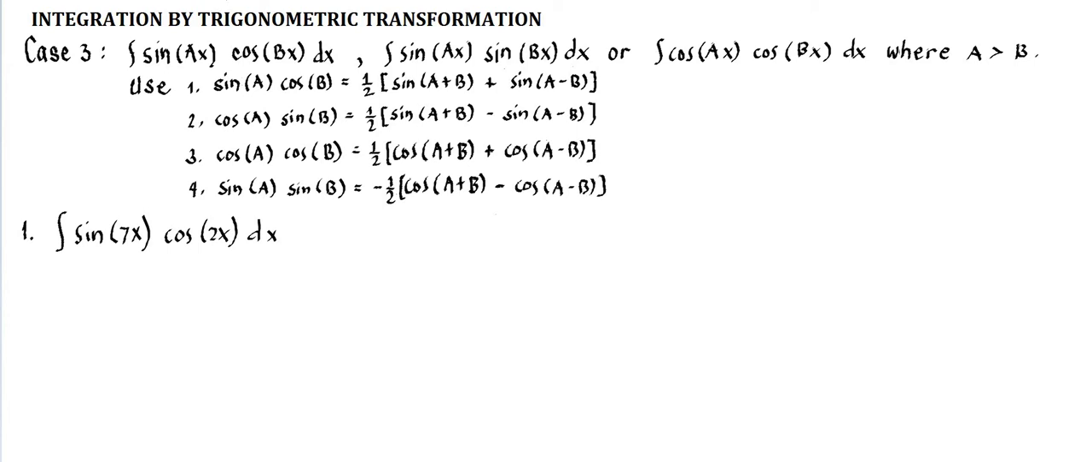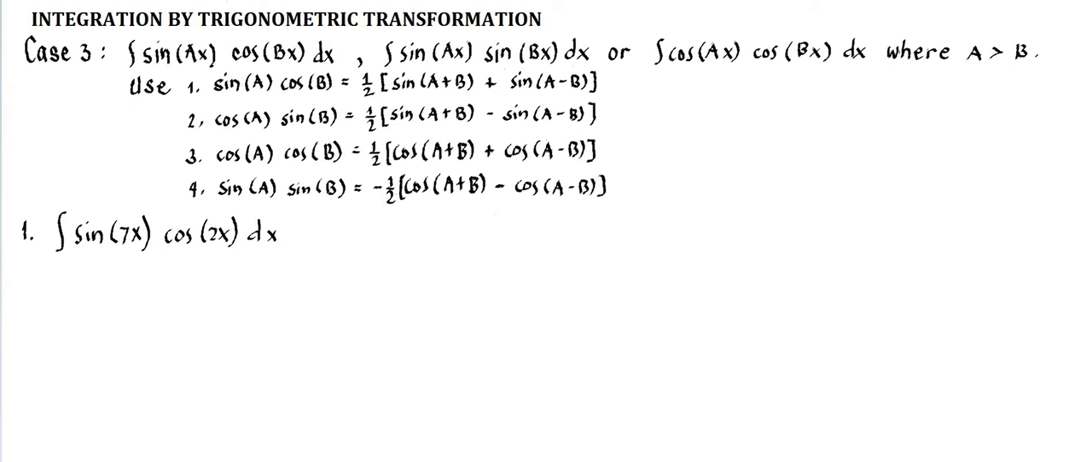Number 1, para sa sine A cosine B equals 1 half sine of A plus B plus sine of A minus B. Para sa cosine A sine B equals 1 half sine of A plus B minus sine of A minus B. Para sa cosine A cosine B equals 1 half cosine of A plus B plus cosine of A minus B. At para naman sa sine A sine B equals negative 1 half cosine of A plus B minus cosine of A minus B.